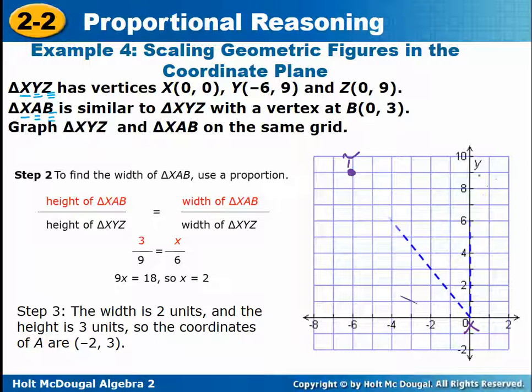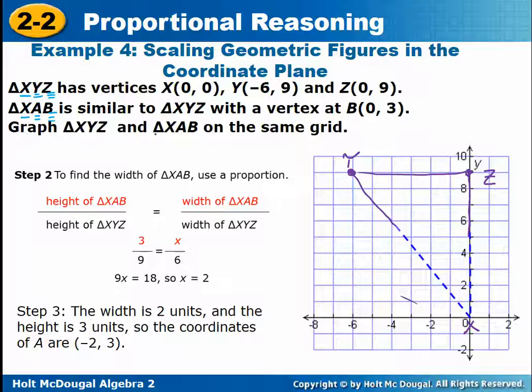And Z is at 0, 9. So we'll finish drawing that triangle. Okay, so there's XYZ. Next, we're going to graph XAB for as much as we can. Okay, so what do we know?